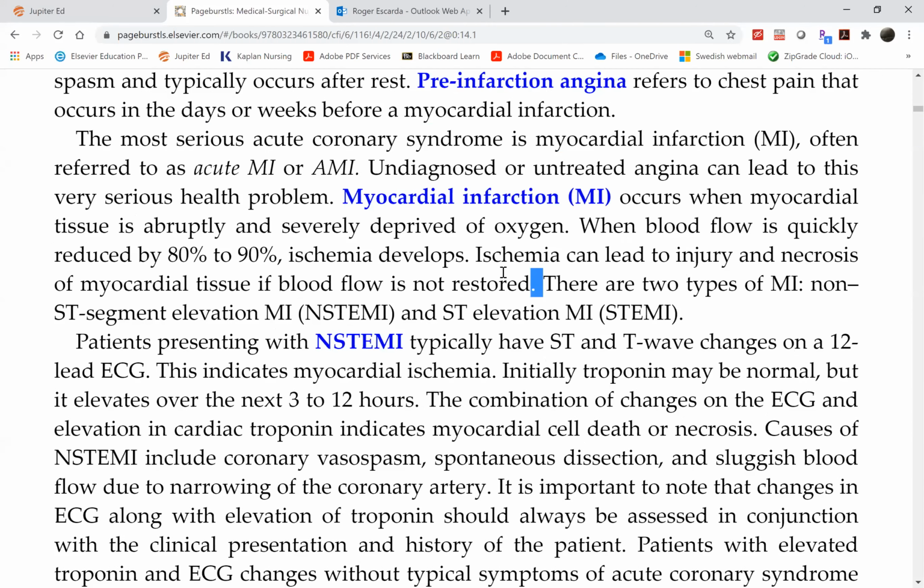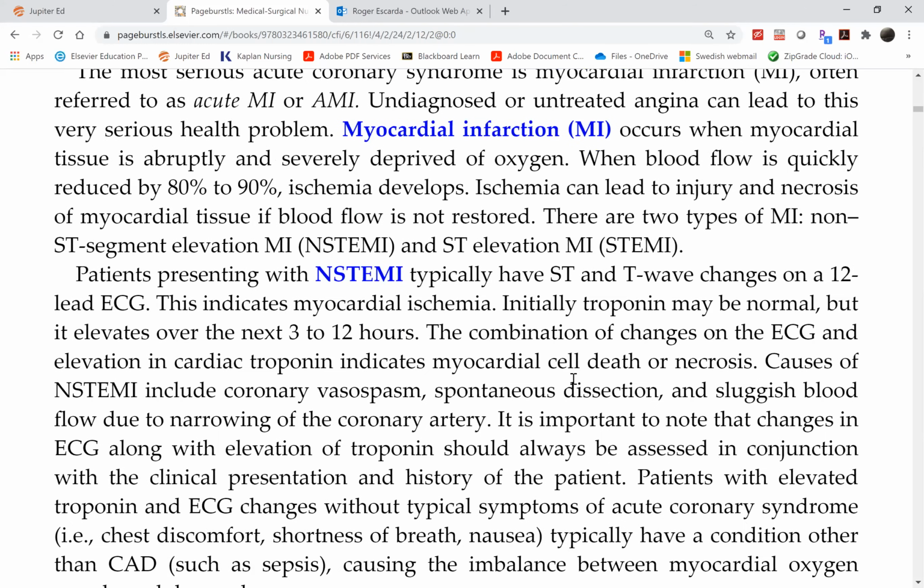So that's what happens in non-STEMI. In non-STEMI, there is no ST elevation. What you will see though is an ST depression. We'll discuss the waves and complexes next week in chapter 34, but I'll just give you a quick rundown for today.